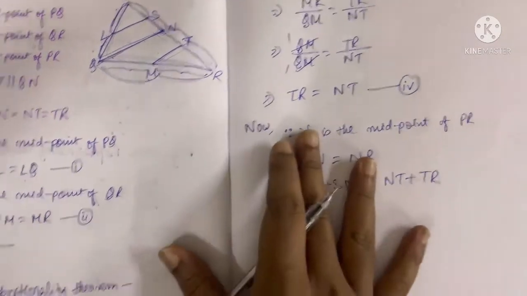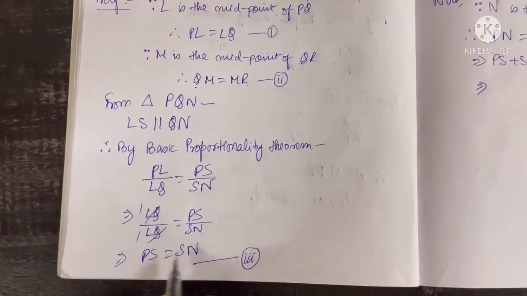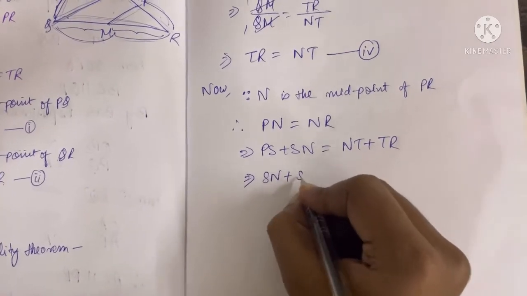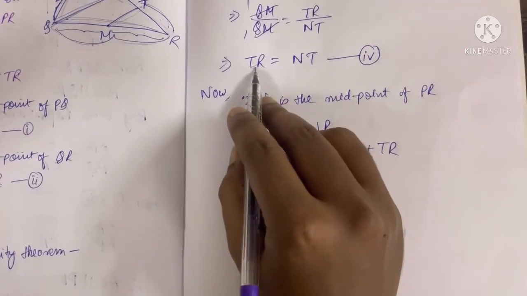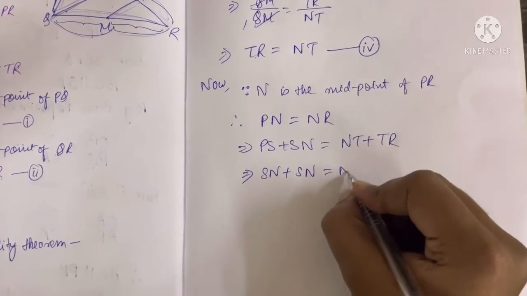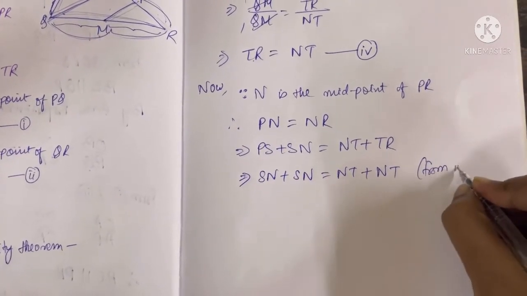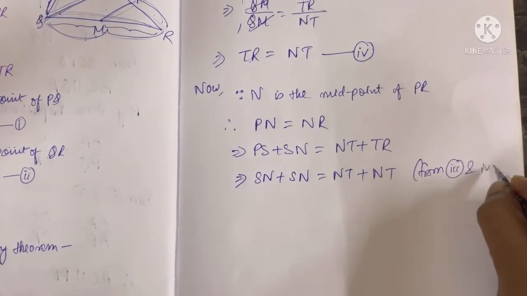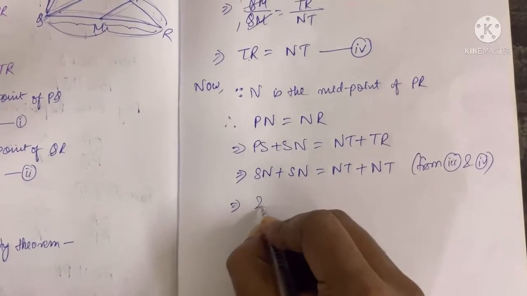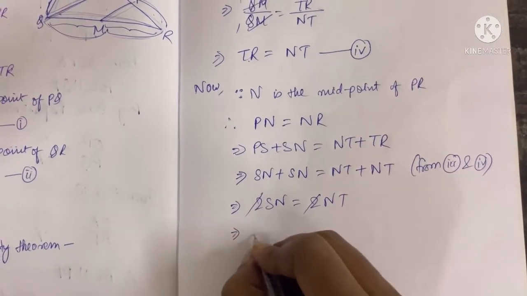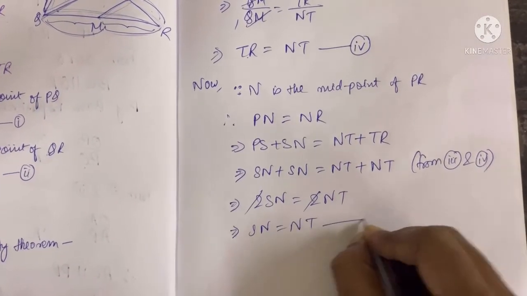Now again, here we have proven that PS and SN are equal. So in case of PS, we can write SN plus SN. And here we have proven TR and NT are equal. So in case of TR also we can write NT. These things we have taken from number 3 and number 4. So this is twice of SN equal to twice of NT. So 2 will cancel out and we will get SN equal to NT, which is our number 5.